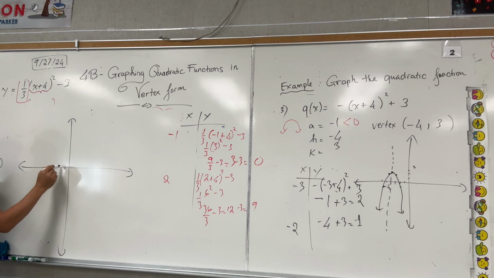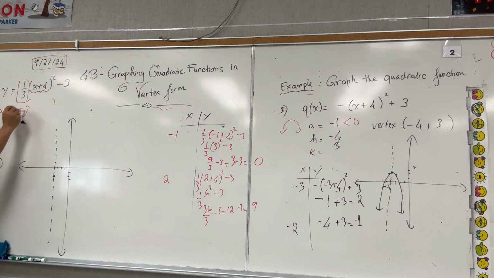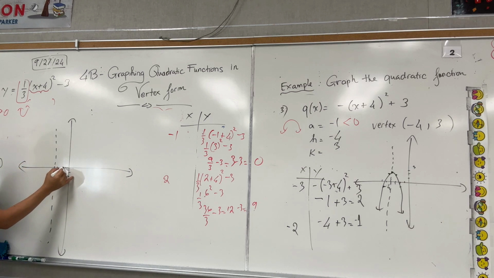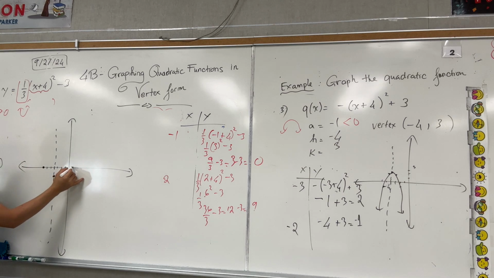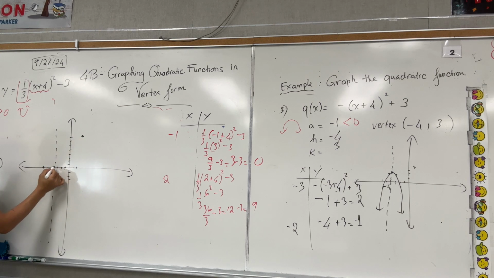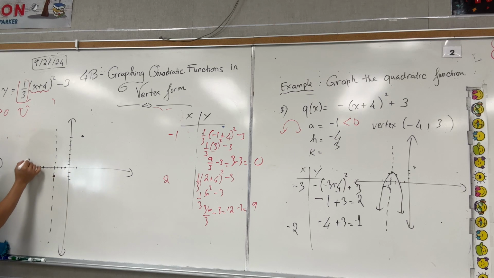So -4, 1, 2, 3, 4, -3, 1, 2, 3. That's the vertex. Upward or downward? Upward, right? Okay. Now -1, 0. See, easy. -1, 0. And then reflect over here. 1, 2, 3. 2, 9. It's easy as well. 2, then 1, 2, 3, 4, 5, 6, 7, 9. 2 now right here. So I'm gonna go 1, 2, 3, 4, 5, 6, go up to 9. Right here.